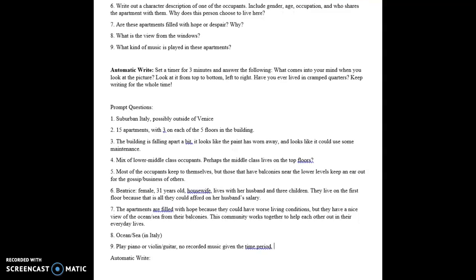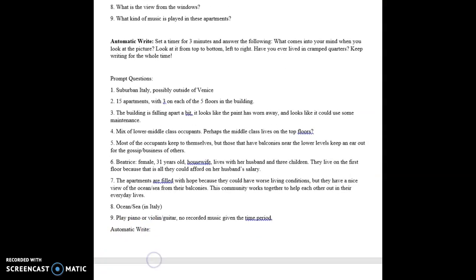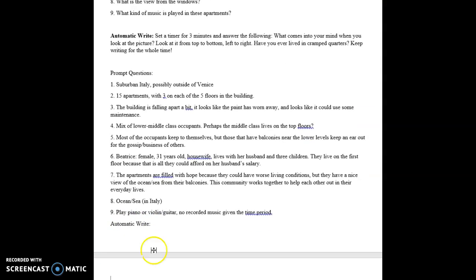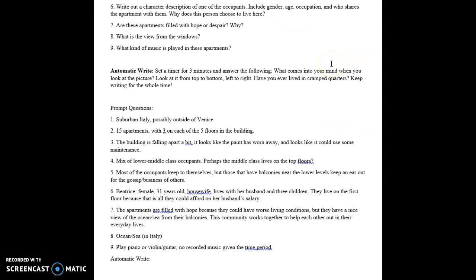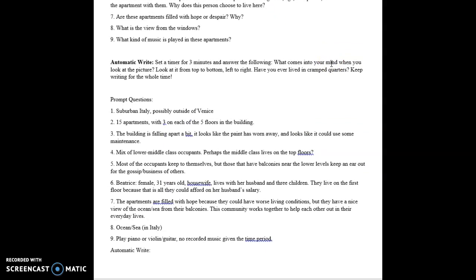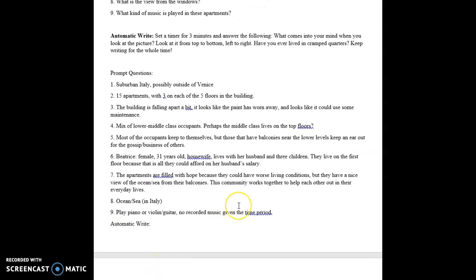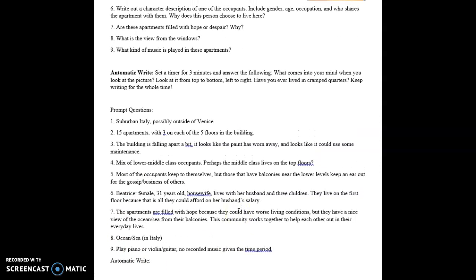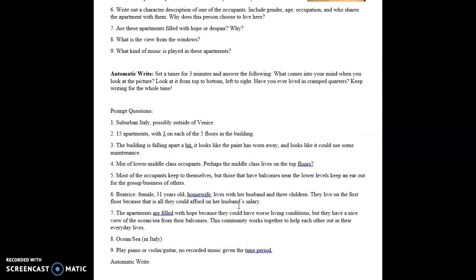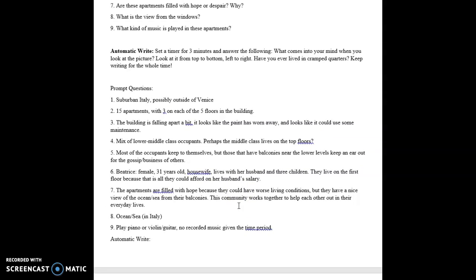Alright, so this recording doesn't have a lot of time left in it, so I'm going to go ahead and just explain this next part to you guys. So set a timer for 3 minutes and answer the following. What comes to your mind when you look at the picture? Look at it from top, bottom, left, right. Have you ever lived in cramped quarters? Keep writing the whole time. So in this recording that I'm doing, it won't allow me to record for another 3 minutes because I've already gone over a little bit. But what you would do here is you would just set a timer either on your phone or you can look at your computer screen and you're just going to write for 3 minutes without stopping.